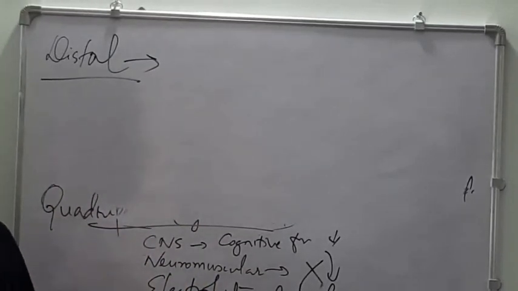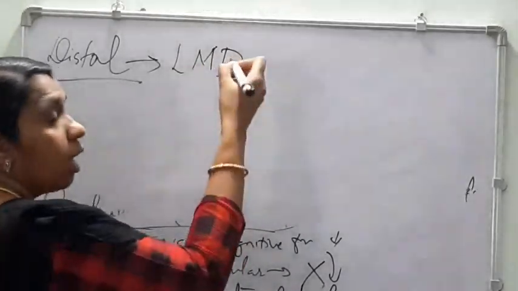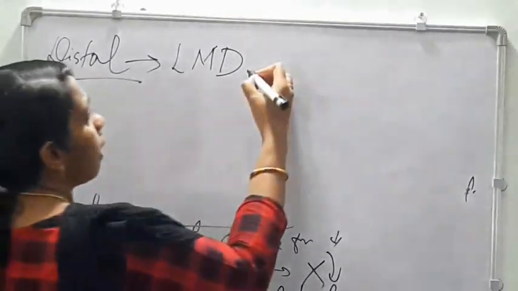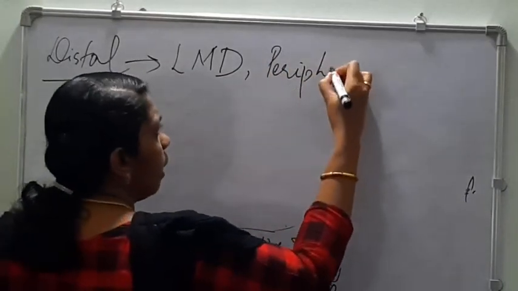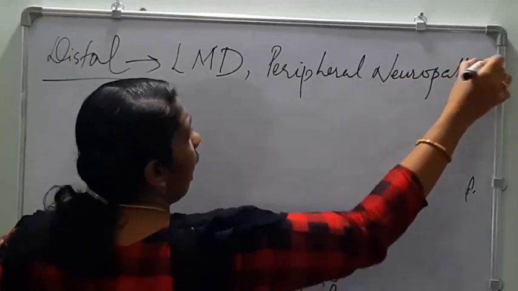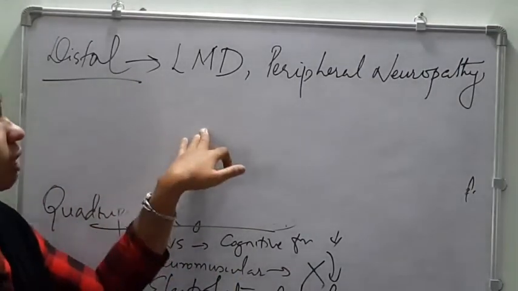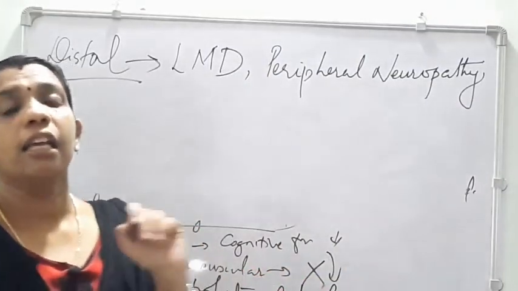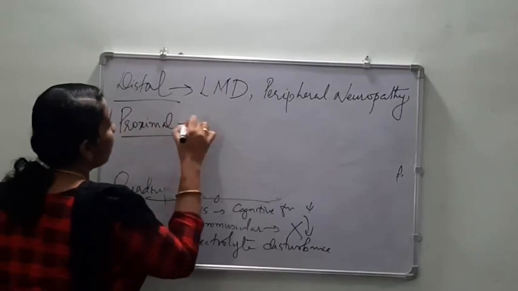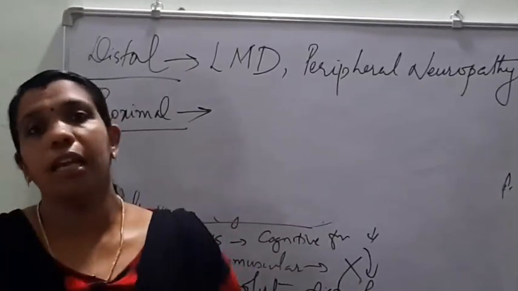And in case of distal weakness, you should be very careful. It may be due to lower motor neuron disease, or the very important thing we will miss is peripheral neuropathy. There are so many causes of peripheral neuropathy, which we will be discussing later. If a patient presents with distal weakness, then it may be due to lower motor neuron disease or peripheral neuropathy. And if the patient is presenting with proximal weakness, proximal means both the girdle muscles will be affected, shoulder girdle and hip girdle.